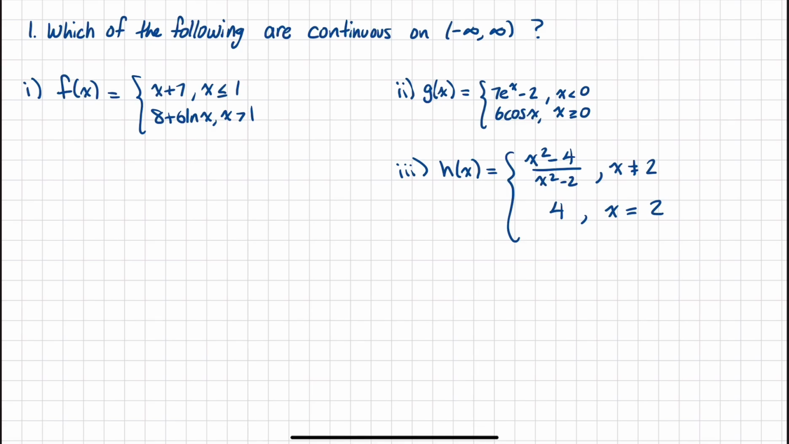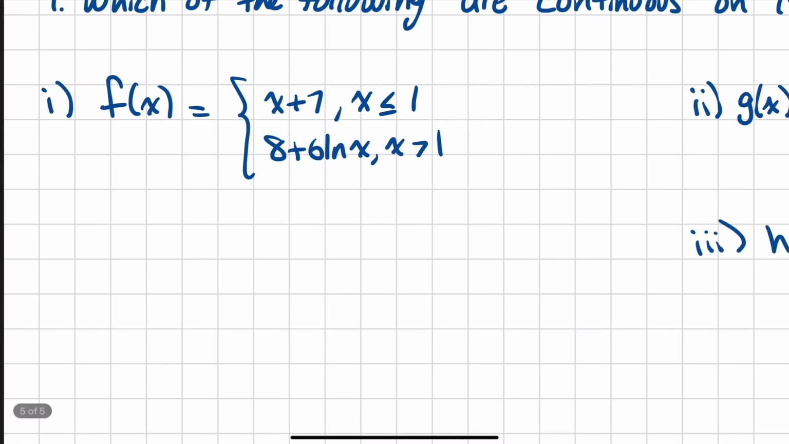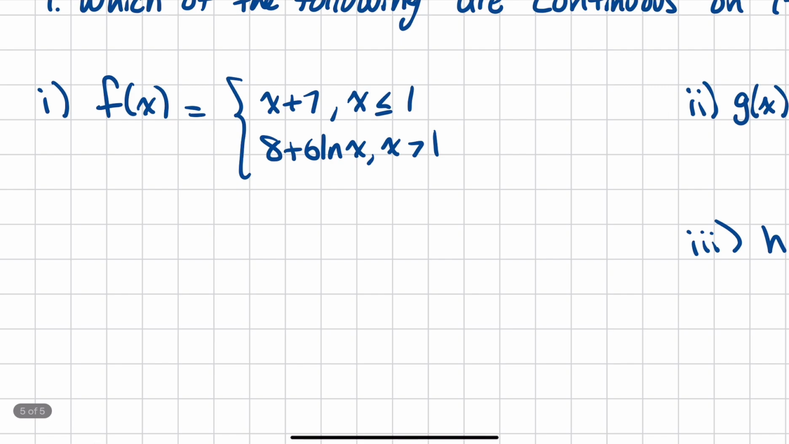In this video, we're going to go over the following piecewise functions and determine if they're continuous or not in the interval negative infinity to infinity. So in part 1, we're told f of x is equal to x plus 7 when x is less than or equal to 1, and 8 plus 6 ln x when x is greater than 1.